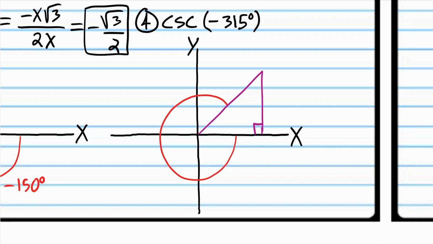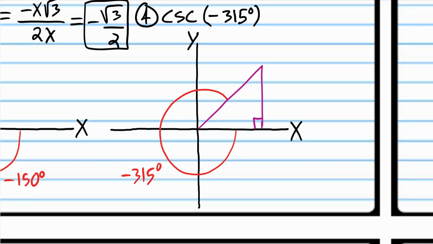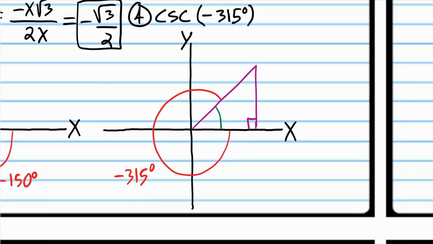And if this red angle is negative 315 degrees, then what is the leftover green part? Well, you just take a complete rotation because the red angle plus the green angle make up a complete rotation. A complete rotation is 360 degrees. Just subtract 315 from 360 and you get 45 degrees. So of course we have another 45, 45, 90 degree triangle.